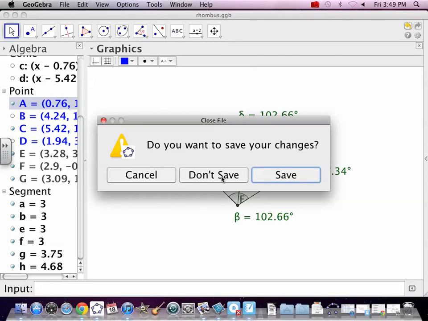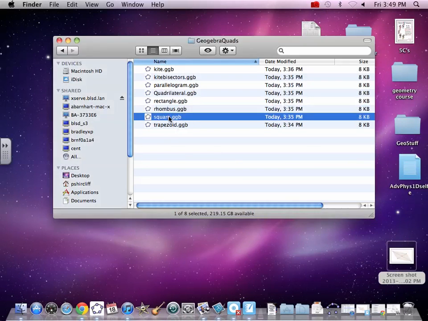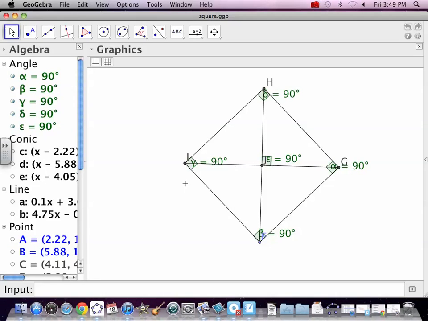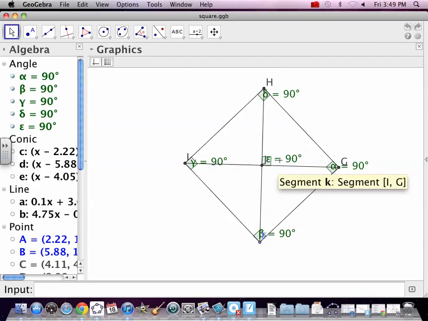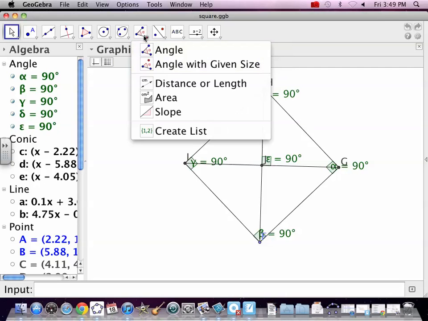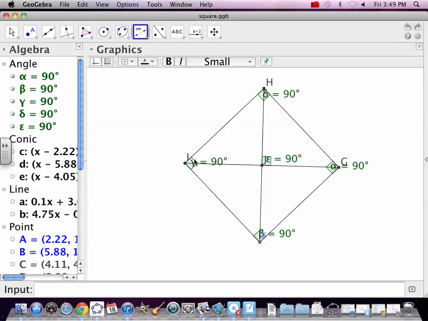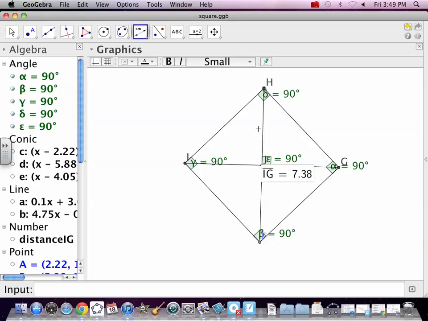And now for square. Square is a rhombus and a rectangle. So the big thing here is that, you know, we've got 90s in the corners, we've got 90 in the middle. Those diagonals are the same size. So let's just measure same size. We know they're bisectors. So that's 738, so guess how big it is from H to F. It will be 738. They're laying on top of each other.